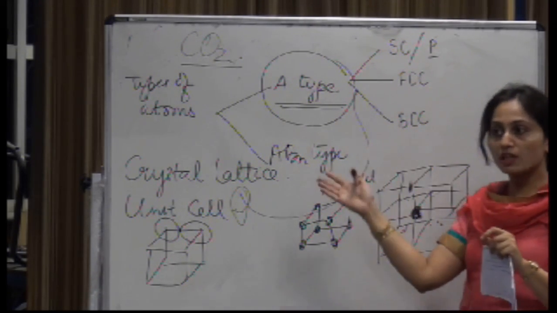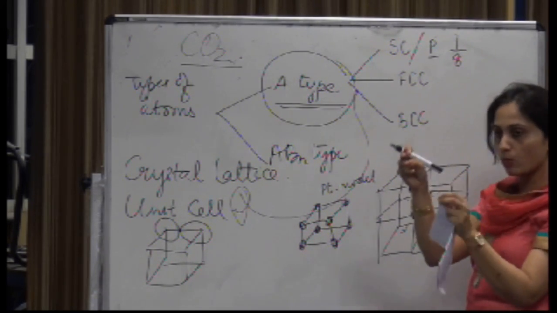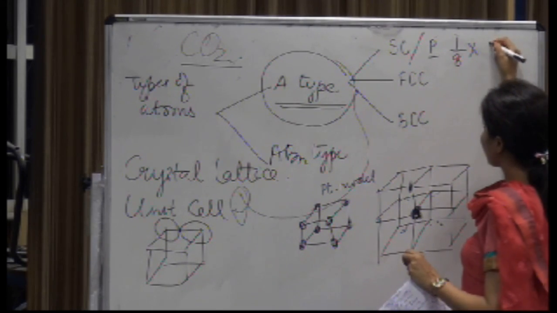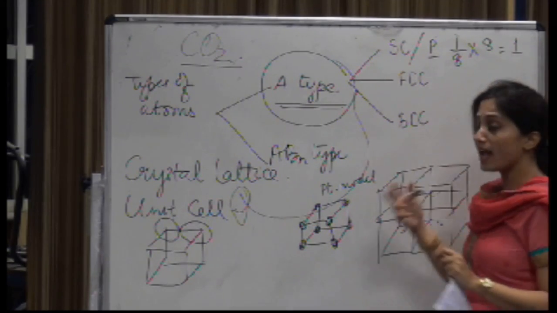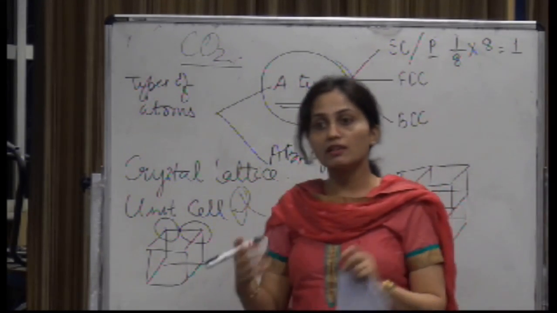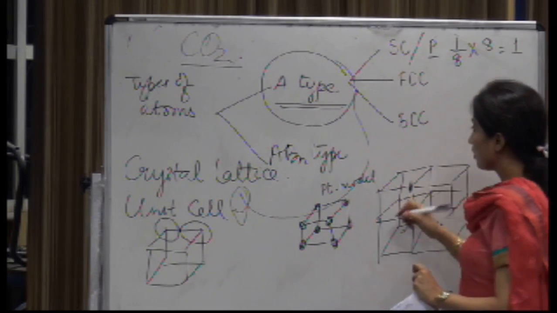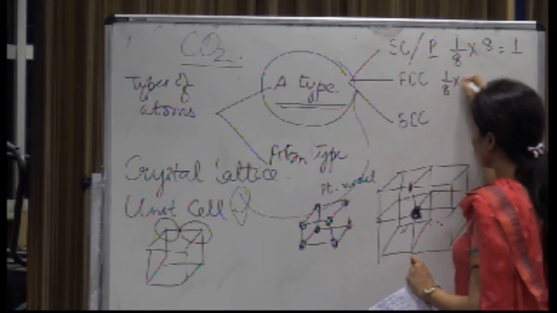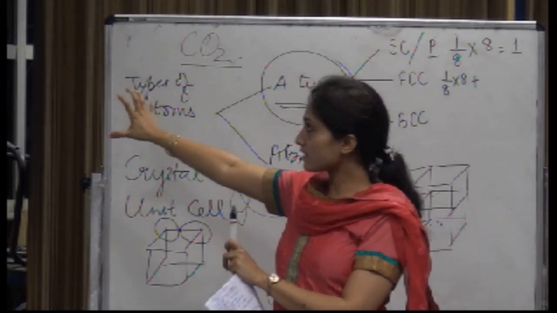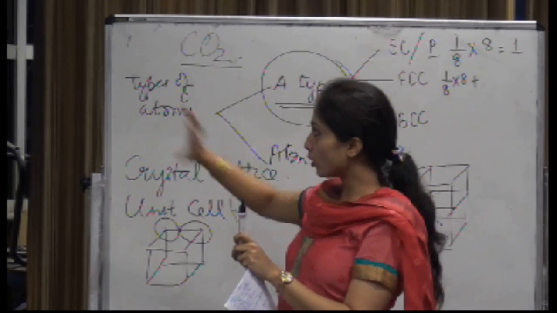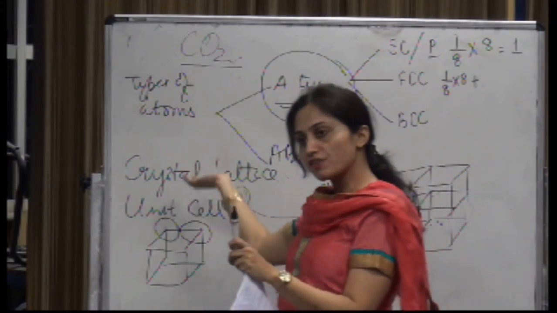So if you divide each of the parts equally, every corner will get 1/8, and the total number of corners is 8. So you will have 1 atom per unit cell. Similarly for the face centered, you have 1 by 8 into 8, that is there. Then you have one atom exactly in the center of the wall of the cube. So that is half shared in one unit cell and the other half is in the other unit cell.